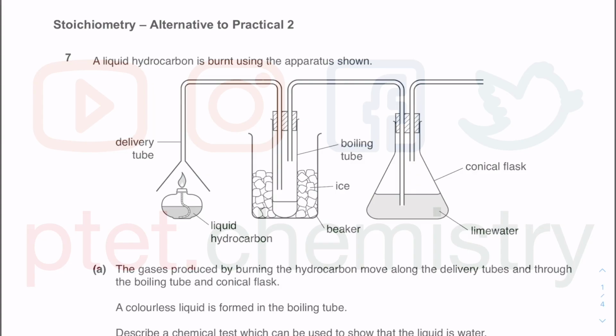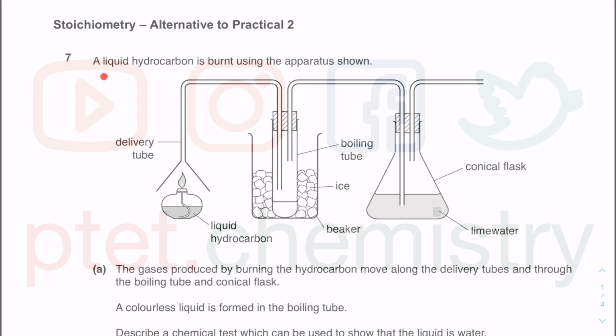So this is a continuation of the few alternatives to practical work. This is number 2 in that series of work that's associated with the year 9 mole calculations, stoichiometry as well as reacting masses. So let's get started.